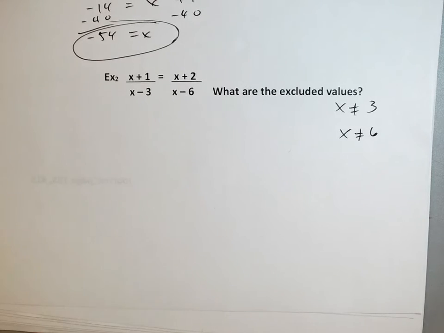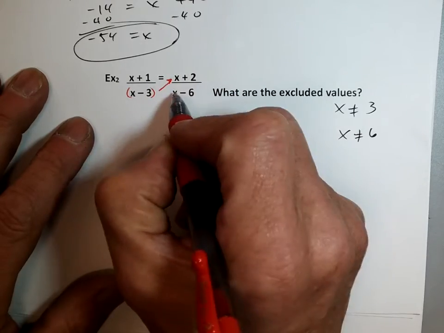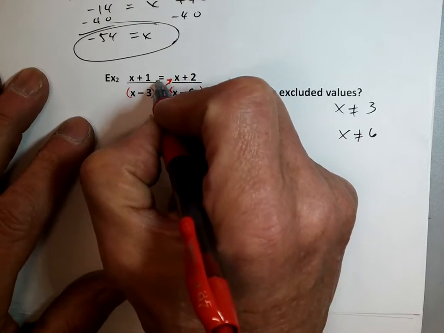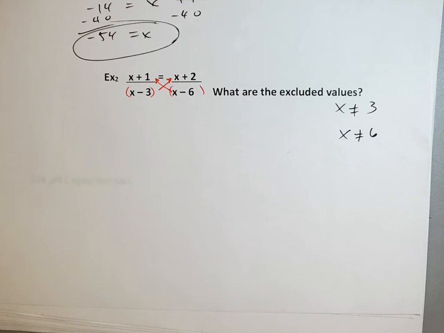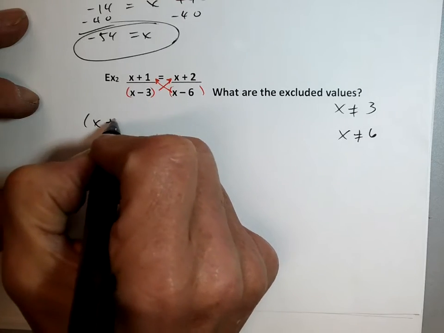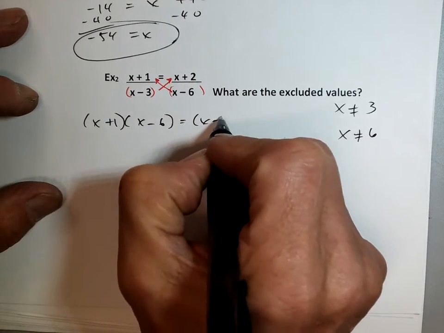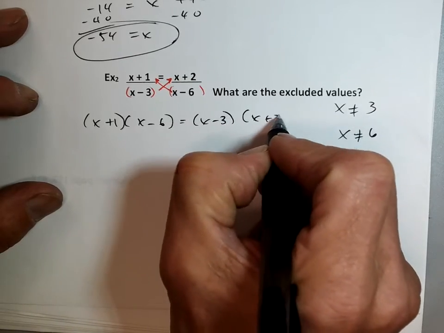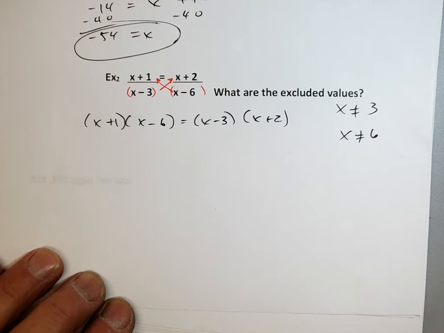Now, same thing. If you have a fraction equal to a fraction, we're just going to cross multiply. So I'm going to take the x minus 3 and multiply it up here, and take my x minus 6 and multiply it up here. So when I cross multiply, the fraction goes away. So I'll have an x plus 1 times an x minus 6 equals an x minus 3 times an x plus 2. How am I doing? Okay? Does it matter which place the fractions go to?